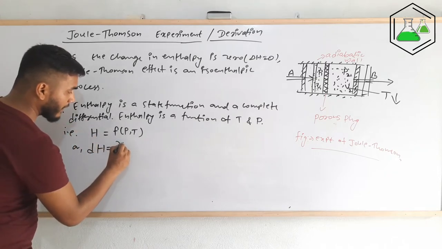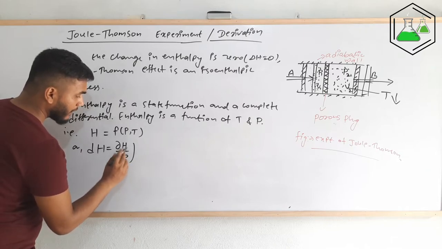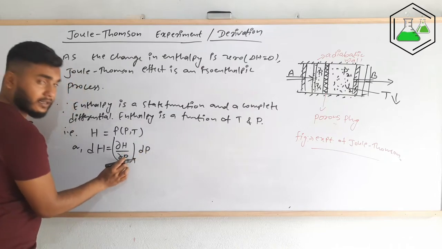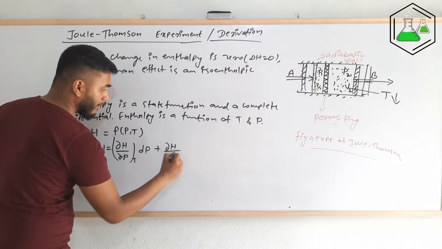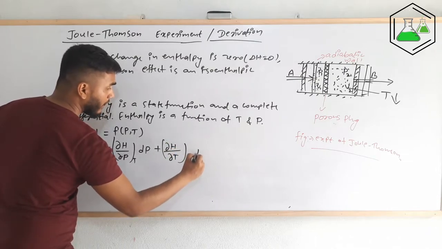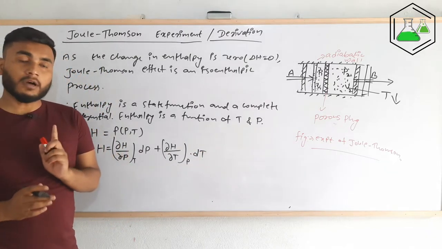So we'll write like this: del H by del P at constant temperature T into dP, plus again del H by del T at constant pressure P into dT. I hope you understood this condition. This is Euler's theorem of mathematics.